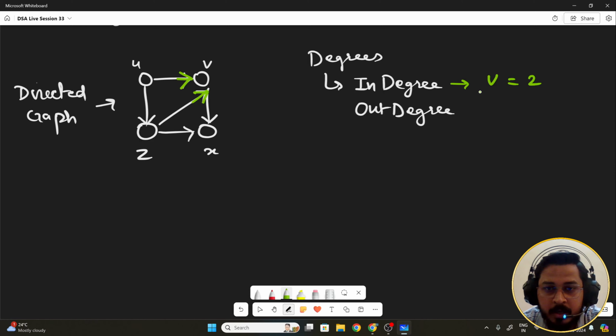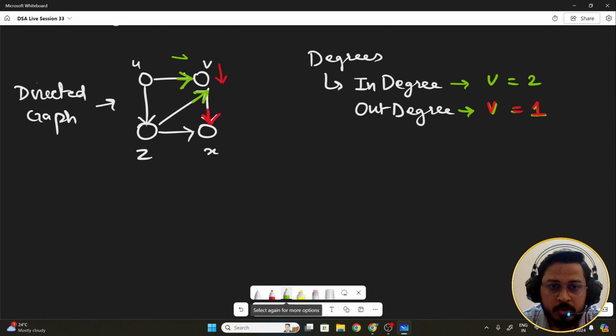Okay. And if I say out degree of v, it will be 1. Because you see that the out degree of v is equal to 1. Why? Because you see that there is this which is going outside the v and coming in this way. And there are 2 in degrees coming towards v. I hope this is very, very much clear to all of you.